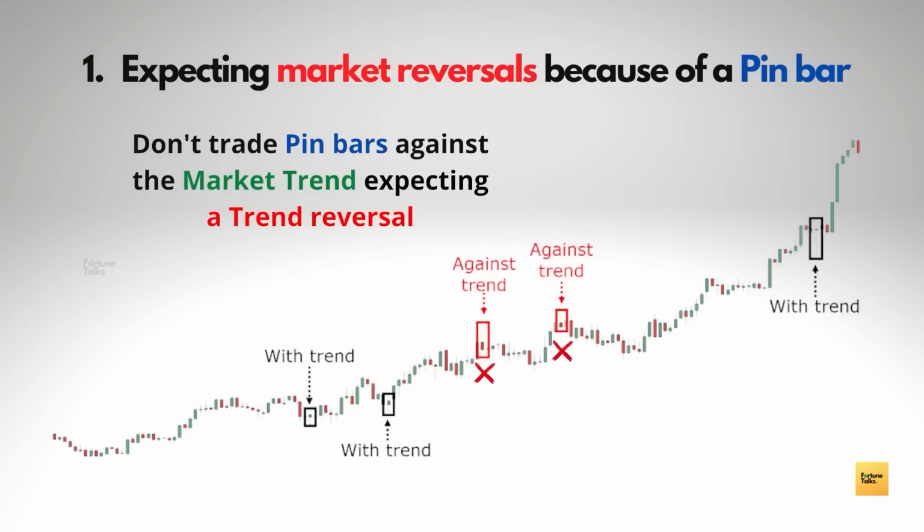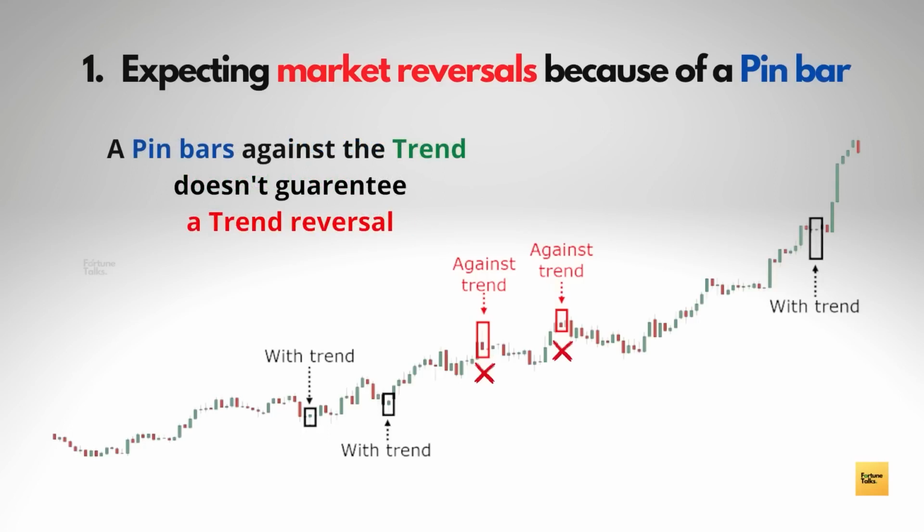We have talked about the market structure or the different stages of the market and why and how they are formed. So you can watch the second episode to get more insights on this topic. So if you spot a pin bar against the trend, it does not necessarily mean a trend reversal is about to play out. The odds are that the trend will continue.